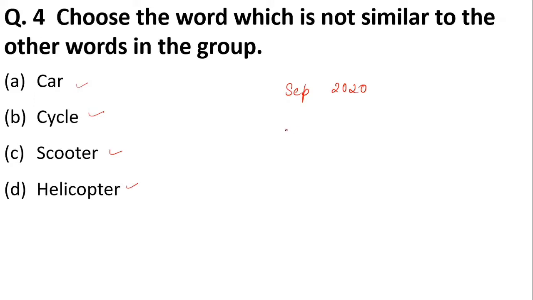So what I'm trying to tell here is that such types of questions are coming, and this is very scoring because it is simple and you can gain marks directly. In this question, the right answer is going to be cycle. Why cycle? Because cycle is a manually operated device, while the others have their particular engines. Car has an engine, scooter has one, and helicopter also has one, but cycle is a manual vehicle.